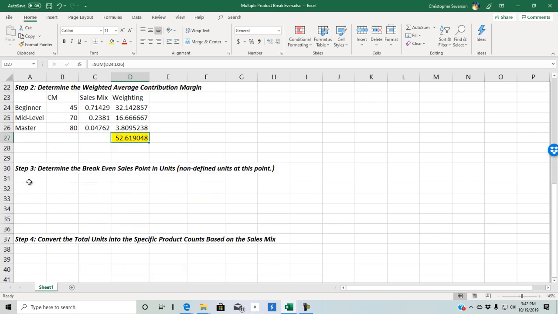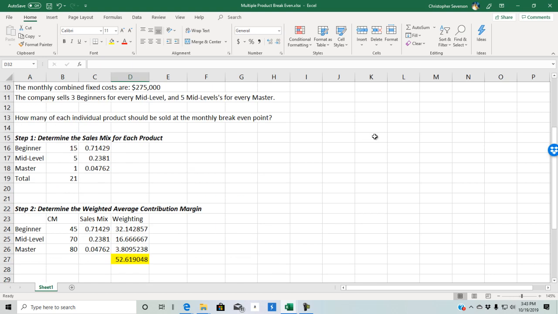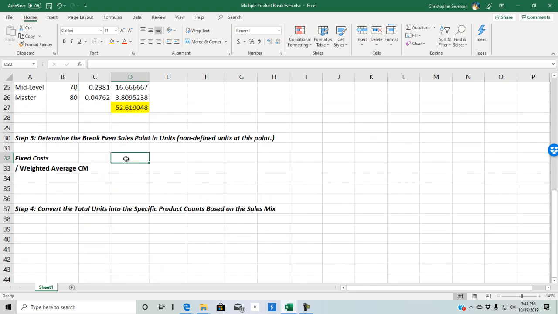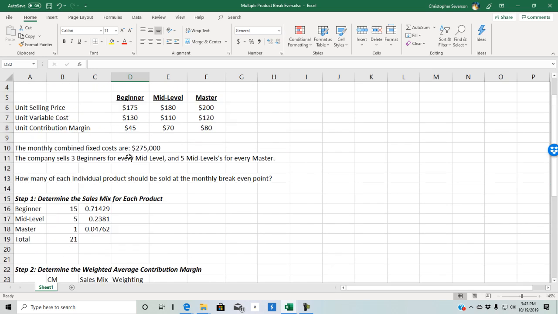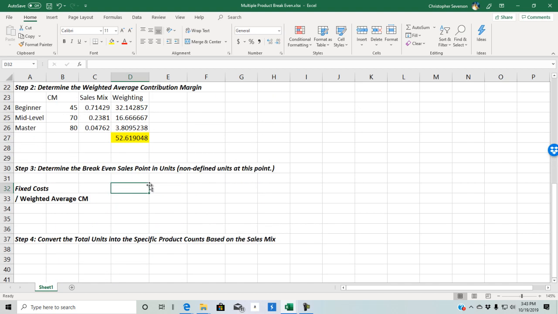But now let's take a look. We just need a simple break-even sales point calculation. So for the break-even sales point, the normal break-even, as we did up above, I guess I deleted it by now, it's always fixed costs divided by a contribution margin. Our fixed costs here are $275,000, and the contribution margin is the weighted average contribution margin. That's what we want to use.